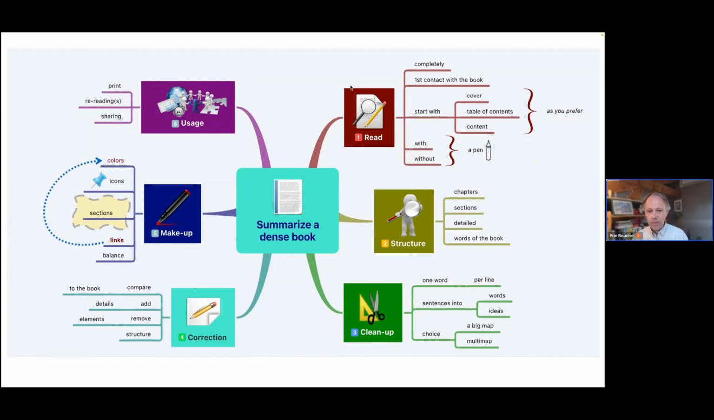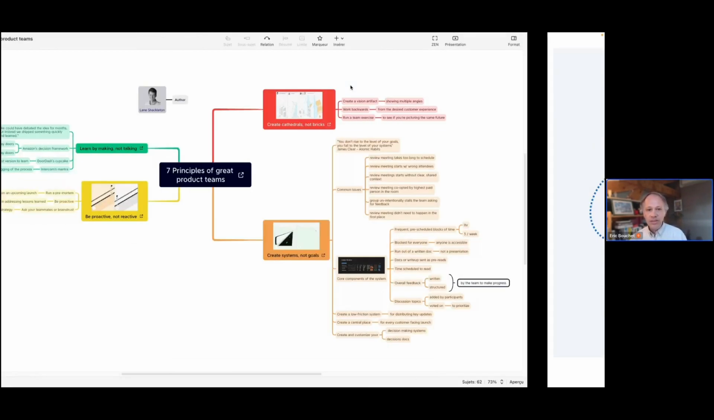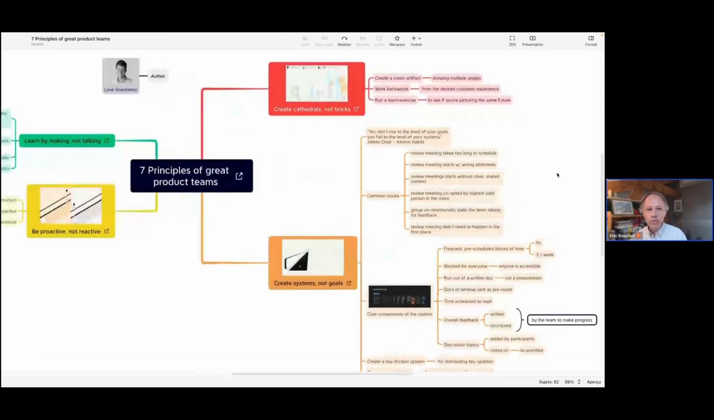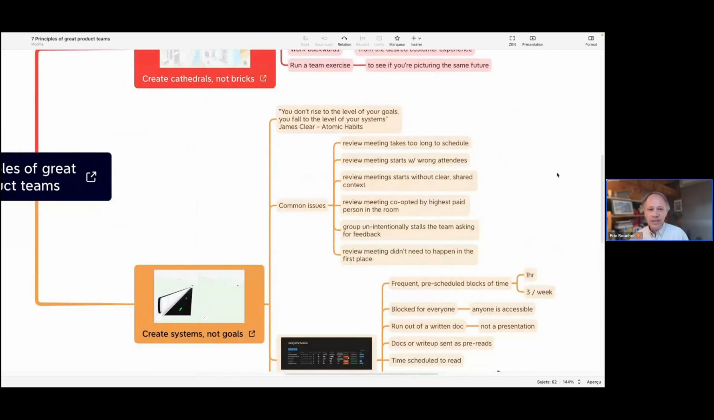If I go back to my example here of the 7 principles of great product teams, we've got way for improvement here. As you can see, under common issues, there are things that are all related to the same review meeting. So we could decide to cut that into pieces and make it more consistent.